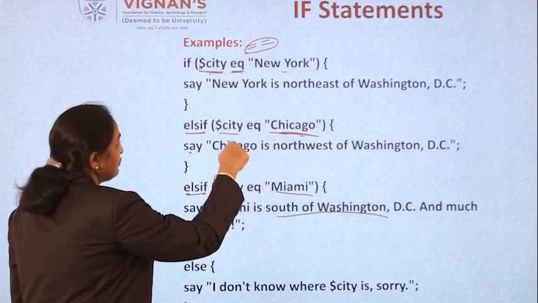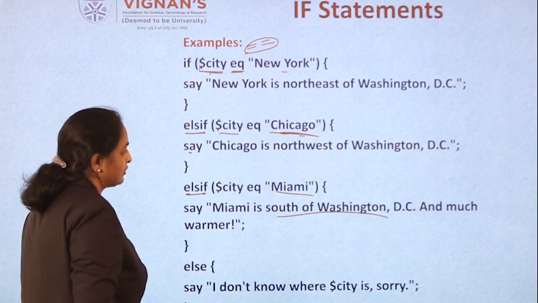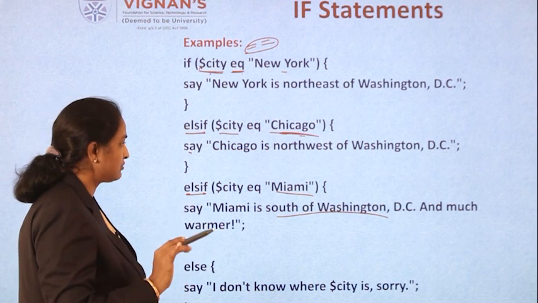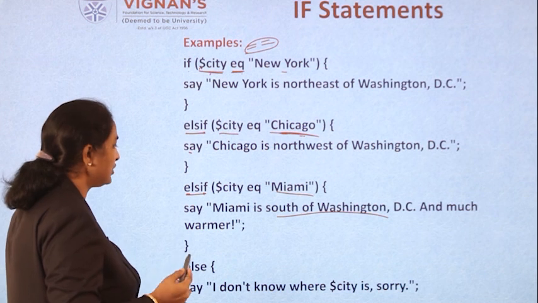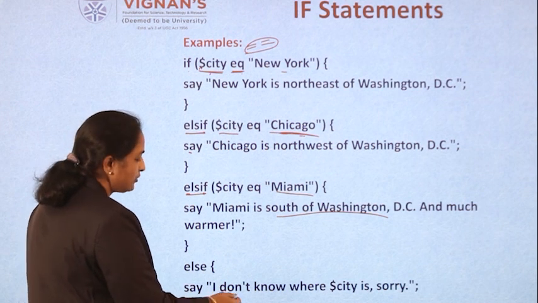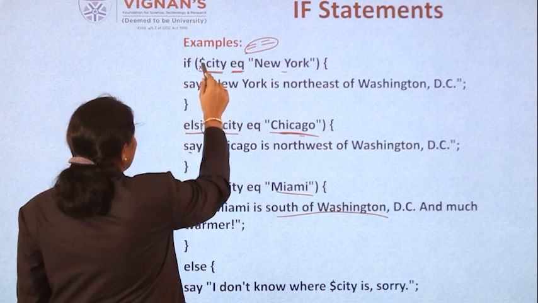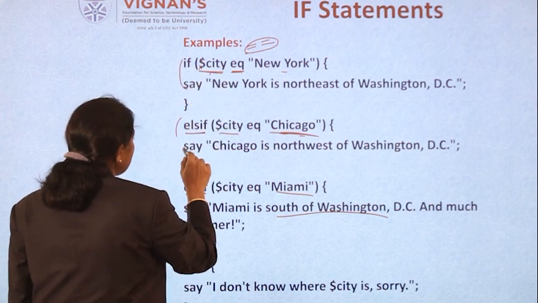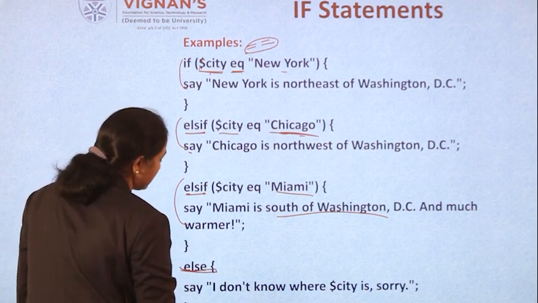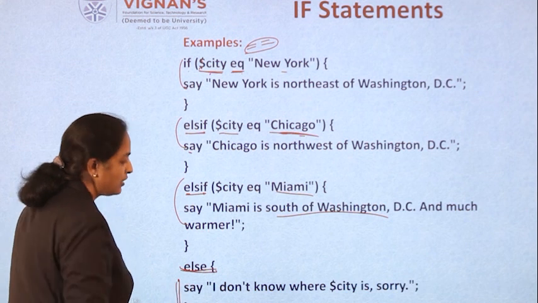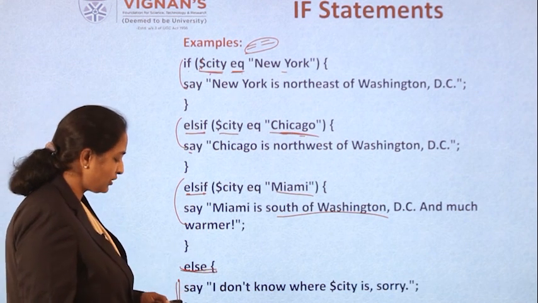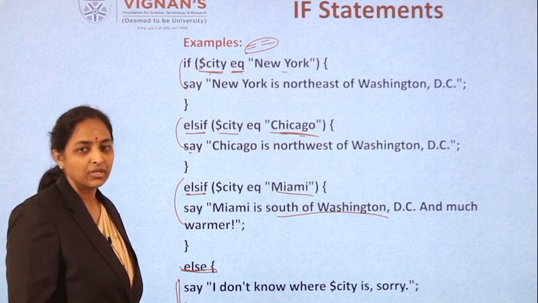If the variable is none of these three, your city is not New York, it is not Chicago, it is not Miami. Let us say it is Penn State. Then what is to be done? I do not know. Then it will bypass this route, this route, and this one as well. Your control will come to this point. Simply it will say, I do not know where the city is, sorry. So this is how execution takes place in an if statement.